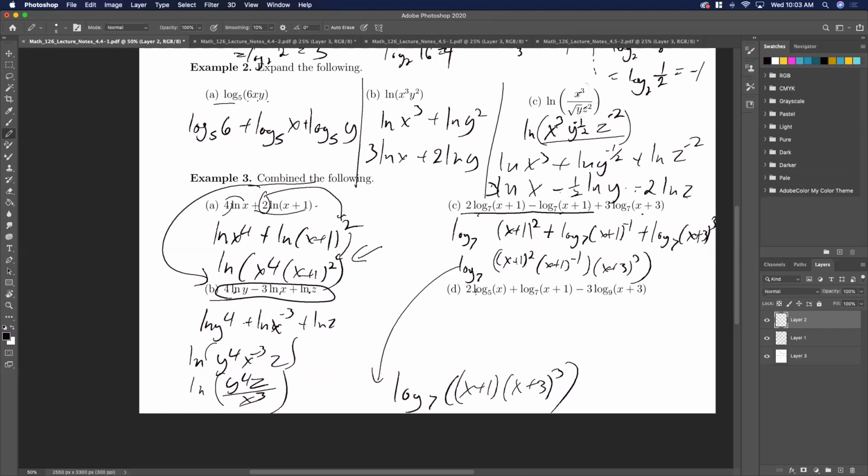All right, and so the last one here, so here I have 2 log base 5 of x plus log base 7 of x plus 1 minus 3 log base 9 of x plus 3. The only thing I can do here to make this simpler is bring in the exponents.